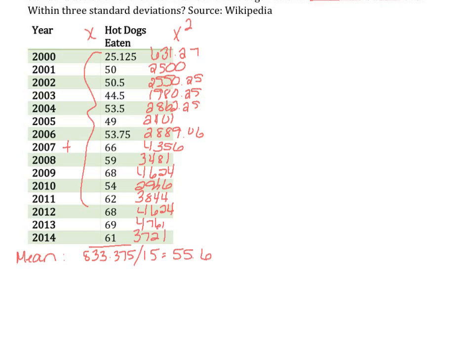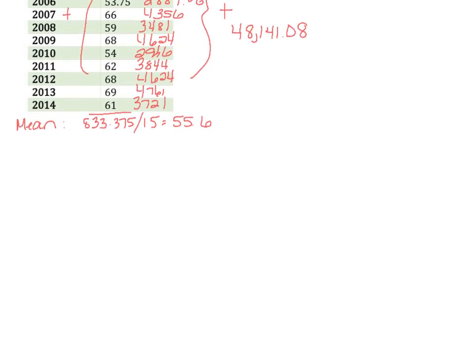Whew, that's a lot of numbers. And now we know that we need to add these because we need the sum of x squared. So if I add all of these numbers together, we get 48,141.08. And this should be a 4 here, it looked like a 1. Okay, so now we can go ahead and start finding the standard deviation.